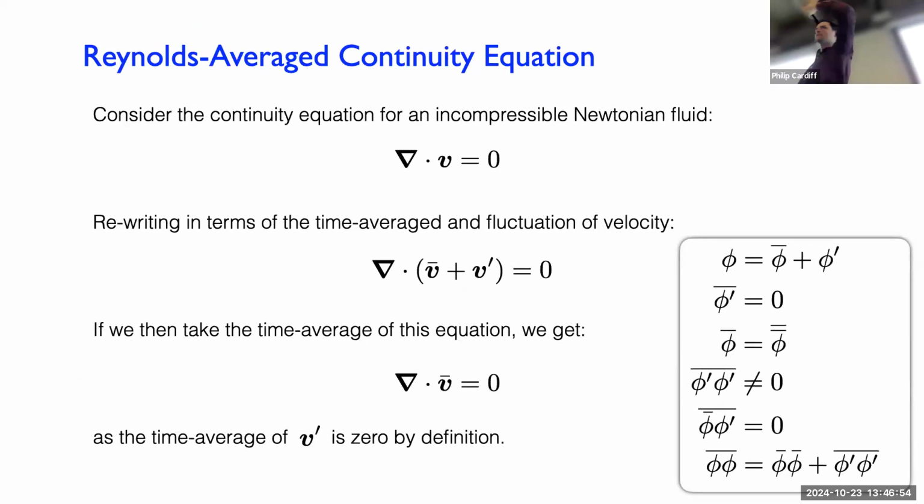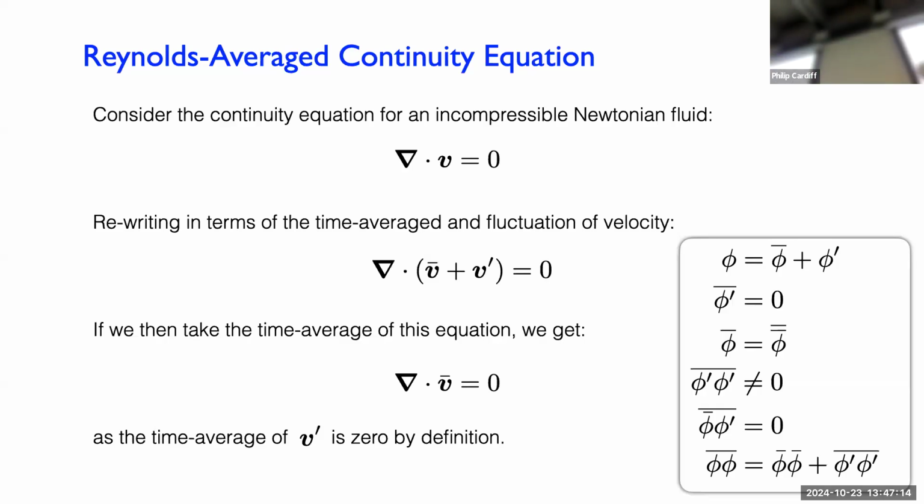So now with those rules established, we'll go back to the Navier-Stokes equation, plug them in and see what happens. This is our continuity equation. This is our velocity. I'm going to sub in the average plus the fluctuation, so I'm just plugging that in. And now I'm going to take the average of that equation, averaging in time or in an ensemble.